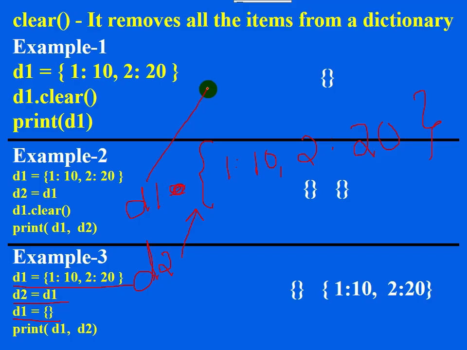changed to an empty dictionary. So now D1 is pointing to an empty dictionary. D2 still points to the former dictionary. So if I write print D1 comma D2, only D1 will become empty. D2 is still pointing to the previous dictionary. So please understand, if I write D1 equal to curly brackets, the reference is changed. So now D1 is pointing to an empty dictionary.